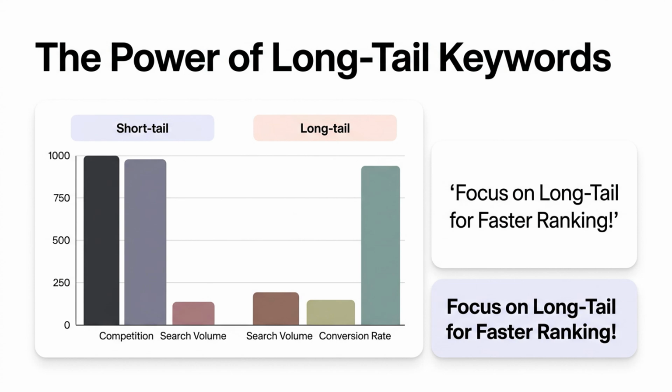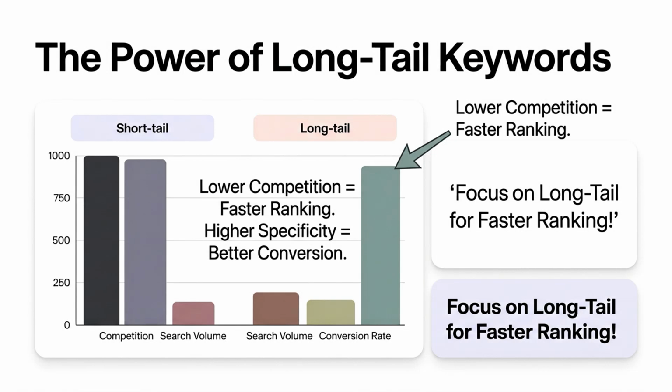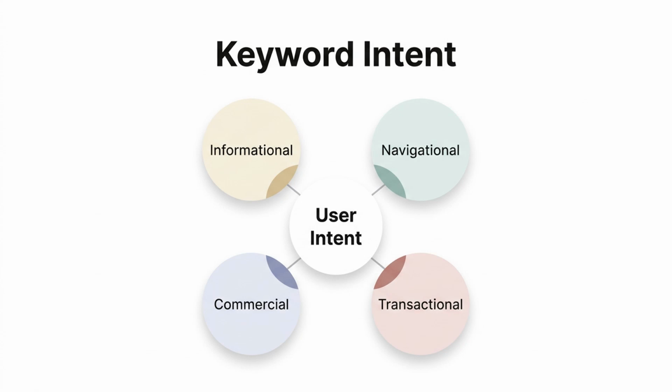Because short-tail keywords are so broad, everyone is trying to rank for them, making it incredibly difficult for a new site. Long-tail keywords, on the other hand, have significantly lower competition. This means you can rank for them much faster. Moreover, because they are so specific, the users searching for them know exactly what they want, leading to much higher conversion rates.